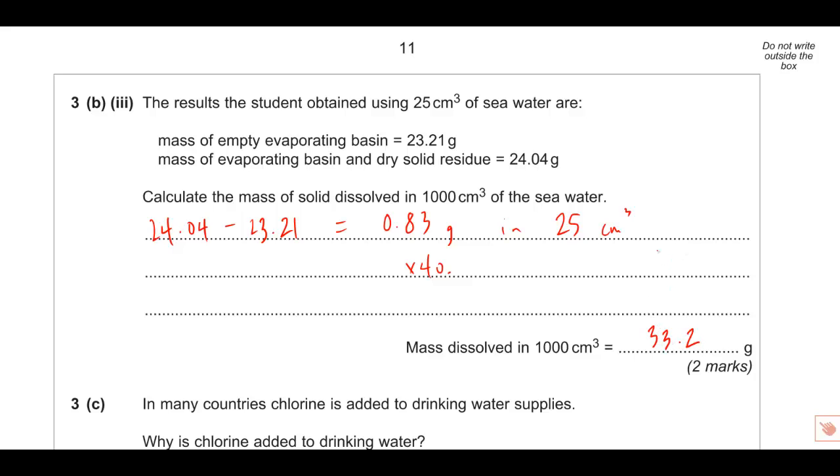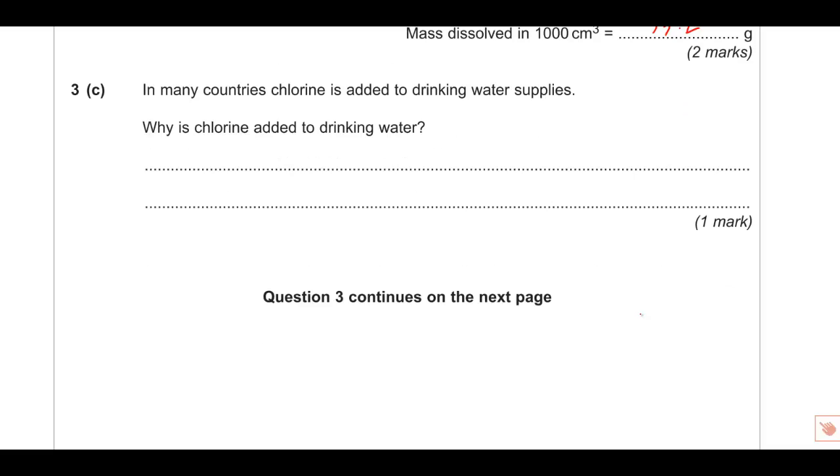33.2 grams. So really, there's not very much learning that can be done about this in a lot of these questions so far. There's not as much learning as you would get in paper 1, not as much theory involved. A lot of it is just practical application of, in some ways, common knowledge.